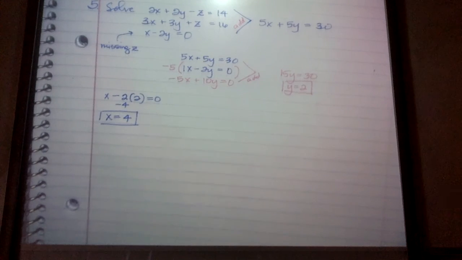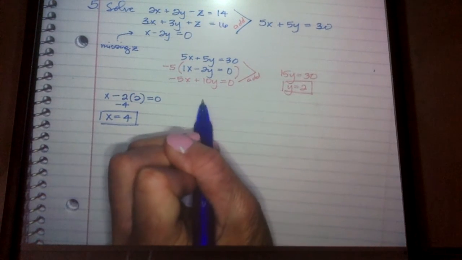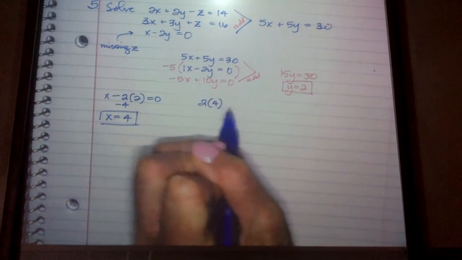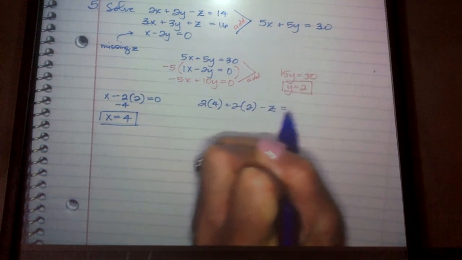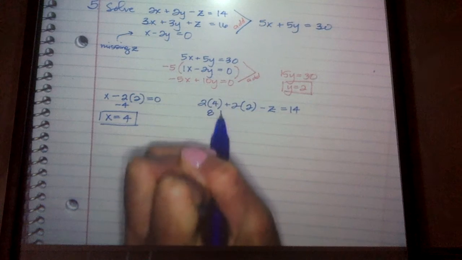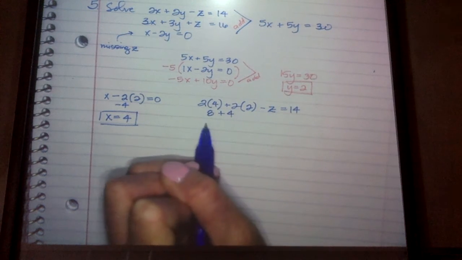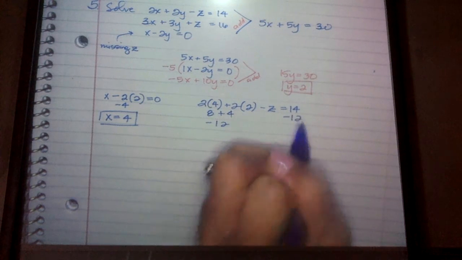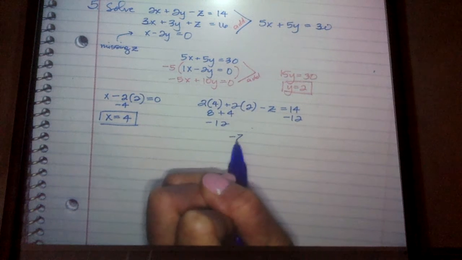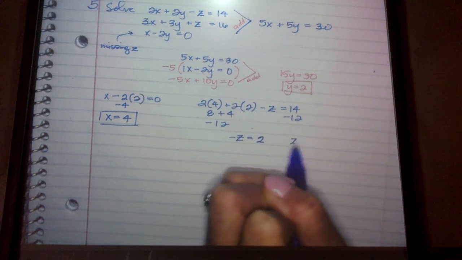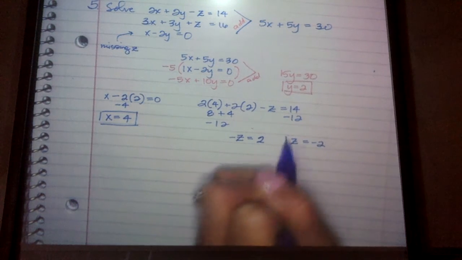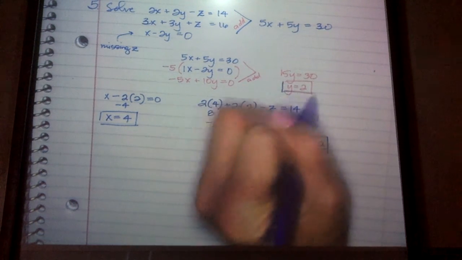Last is z. So I know that x is 4. I know that y is 2. I'm substituting into the top equation. So I have 8 plus 4. So I'm going to subtract 12 from both sides. So negative z equals 2. So z equals negative 2. And so those are all 3.